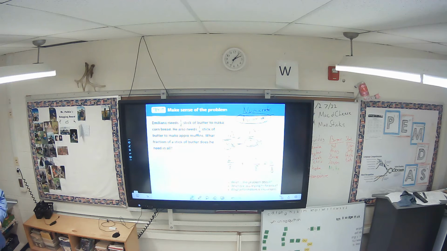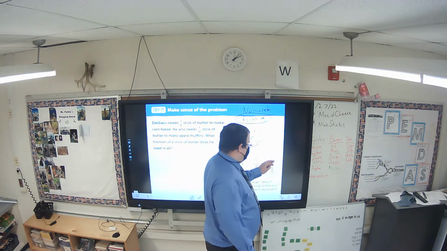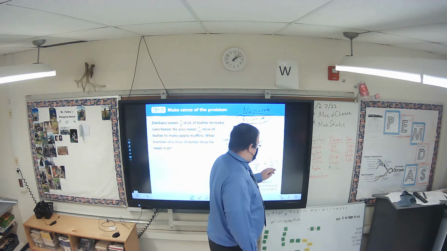Then I'll accept that answer for right now. But when you get older, that's not the right answer. Because is that fraction in lowest terms? No. Can I take something out of the numerator and denominator? Yeah. What's a factor of 6 and a factor of 8 that they both share? 2. What's 6 divided by 2? 3. What's 8 divided by 2?